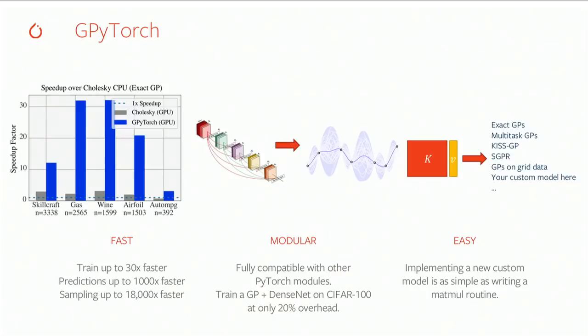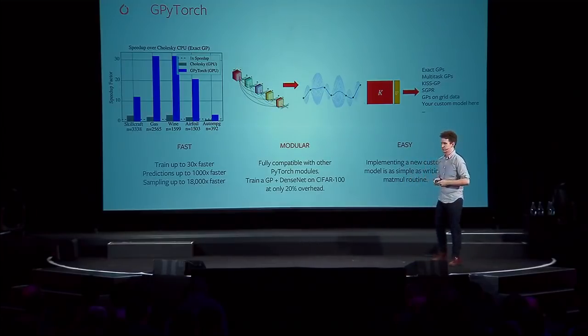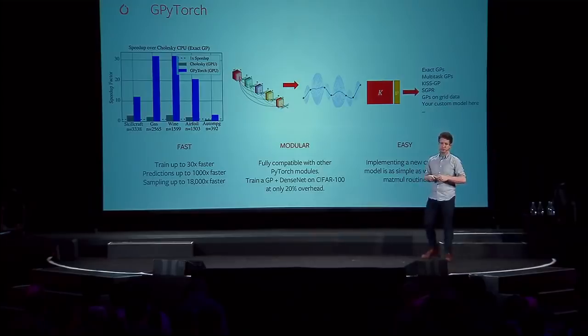GPyTorch is fully modular, so everything we implemented is implemented as PyTorch modules. And what that lets you do is things like deep kernel learning, where you can combine neural networks and Gaussian processes together very naturally. Putting a Gaussian process in GPyTorch on top of a neural network only incurs about a 20 to 30% overhead over the full neural network. You get comparable accuracy, but you also get the uncertainty estimates that Gaussian processes are so well known for. And finally, it's very easy to implement models.